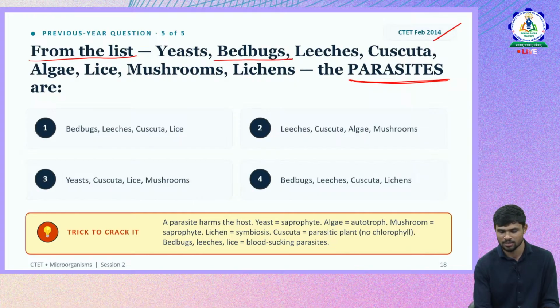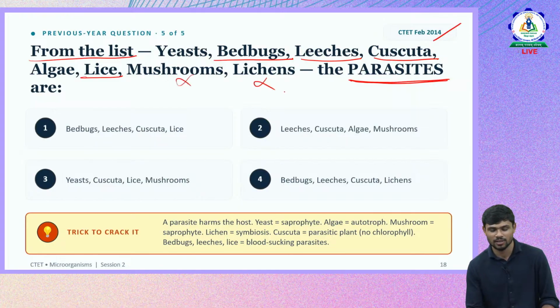Okay, bed bugs. Yeast is a fungi which actually helps in fermentation. Cuscuta is a parasitic plant. Leech is a parasite in animals. Bed bugs are also parasites in animals. Algae is photosynthetic in nature, so it is not. Lice on the head are also parasitic in nature. Mushroom is also a fungi, and lichens have a symbiotic relationship.